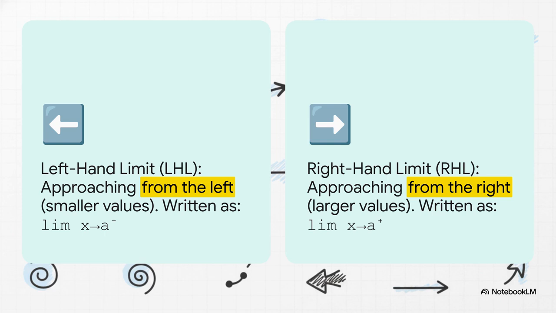The left-hand limit, which you can spot by that little minus sign, is what happens when we sneak up on our target value a using numbers that are just a tiny bit smaller. And the right-hand limit, with the plus sign, is when we come at it from the other side, using numbers that are just a little bit bigger.